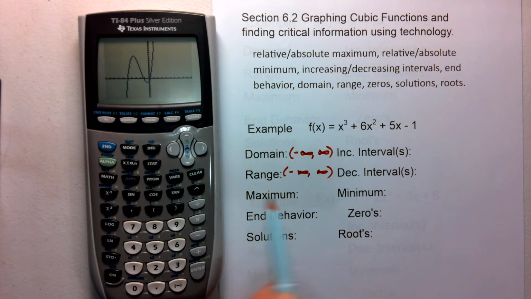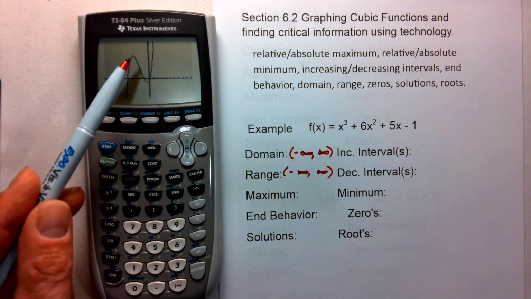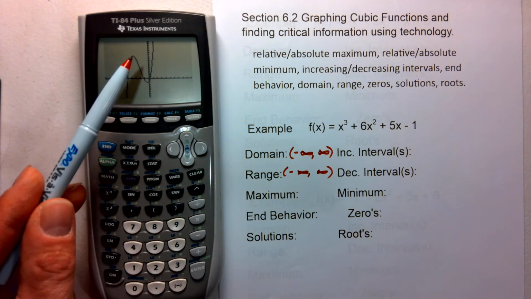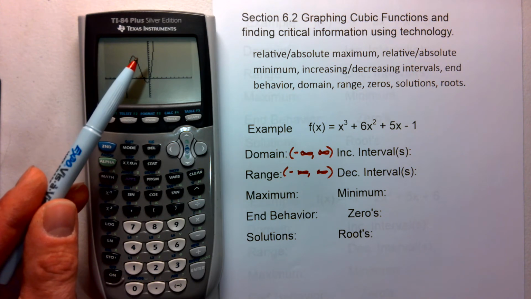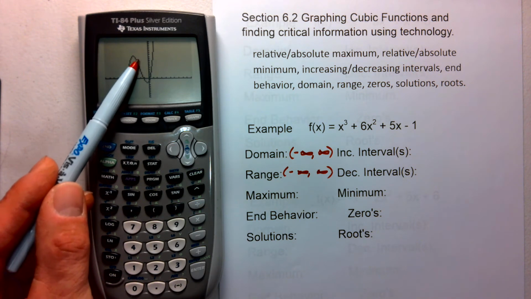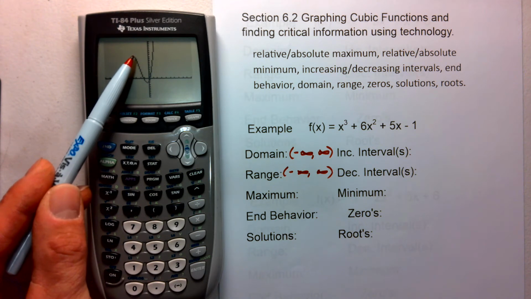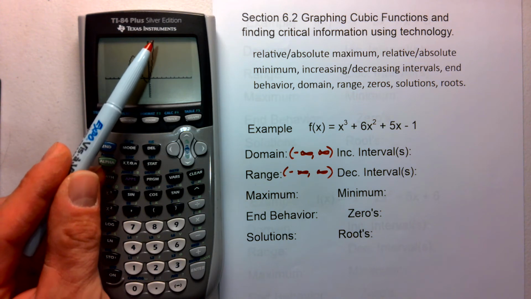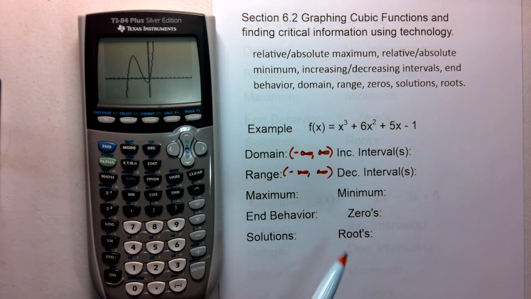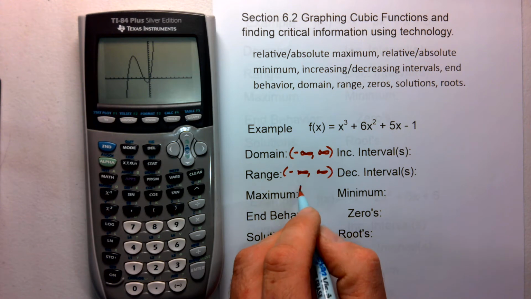My maximum. Notice I have a relative maximum at this point. What a relative maximum means is that in a small region, I hit a high point. It's not our absolute maximum, because I know our absolute maximum was way up here. So we call it a relative maximum.